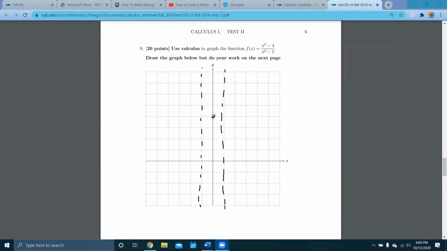That's supposed to be a straight line at x equals 1 and x equals -1. I'm sorry. All my lines are wavy.